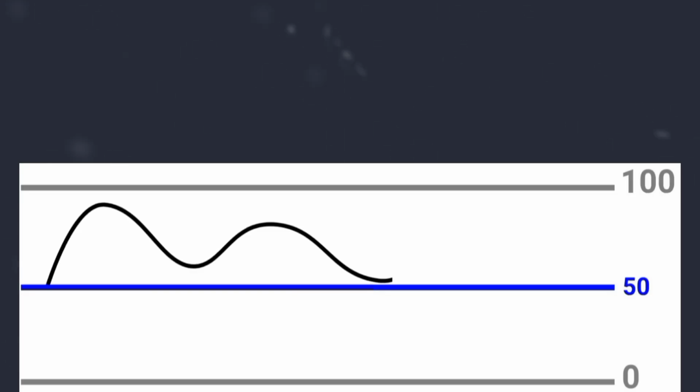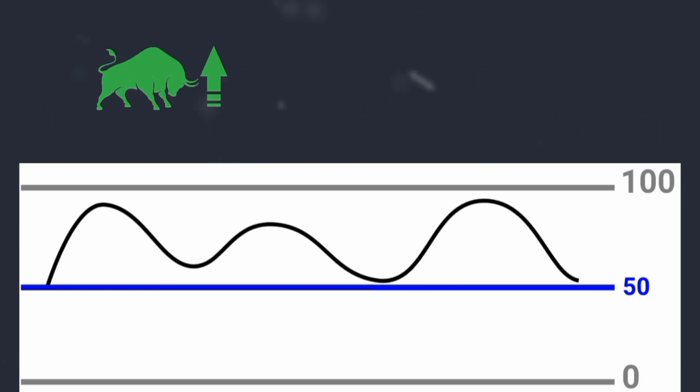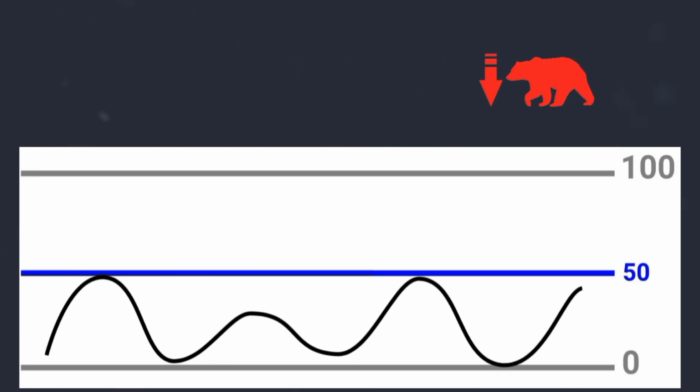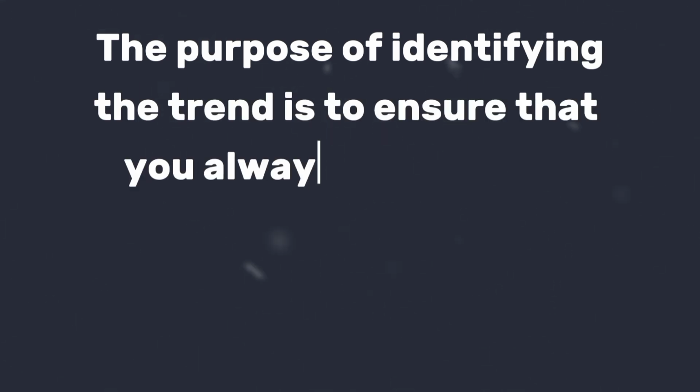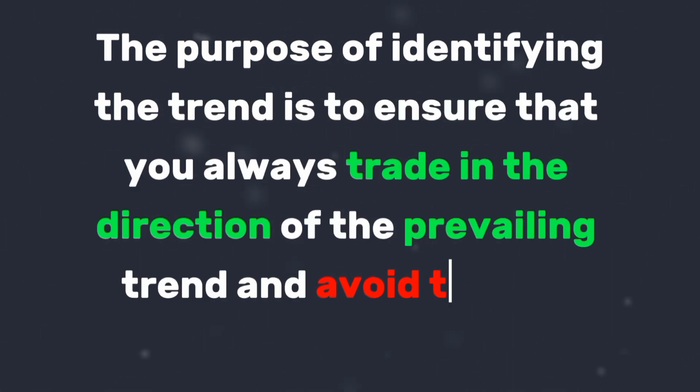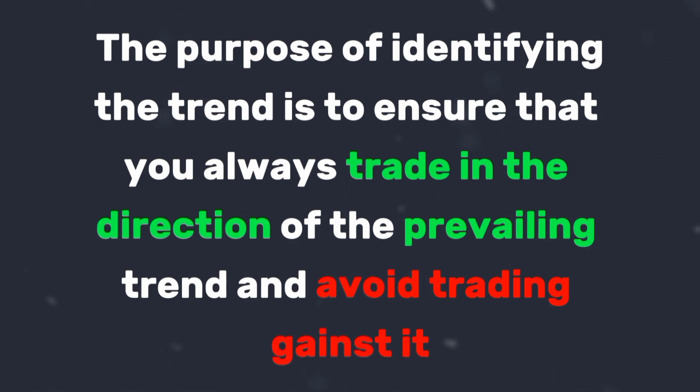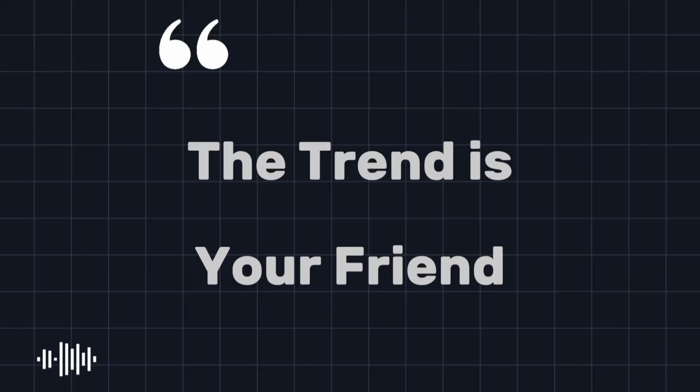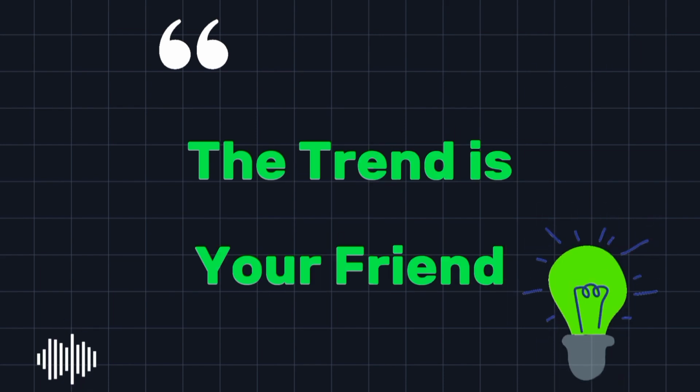In summary, if the RSI is above 50, the market is in an uptrend. If the RSI is below 50, the market is in a downtrend. The purpose of identifying the trend is to ensure that you always trade in the direction of the prevailing trend and avoid trading against it. As the famous saying goes, the trend is your friend. Make sure to keep this principle in mind at all times.